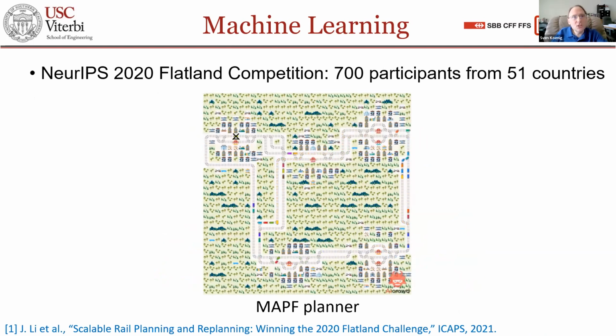And we have also seen this in the NeurIPS Flatland competition. So this was a train scheduling competition where 700 participants from 51 countries participated. And here you see a very small part of Flatland. This was done for thousands of trains in the larger instances. But it's very similar to these warehouse robotics situations where we have a single track, a train moving in one direction on the track, another train moving in the other direction, right? They can pass each other. So it's amenable to multi-agent pathfinding algorithms.